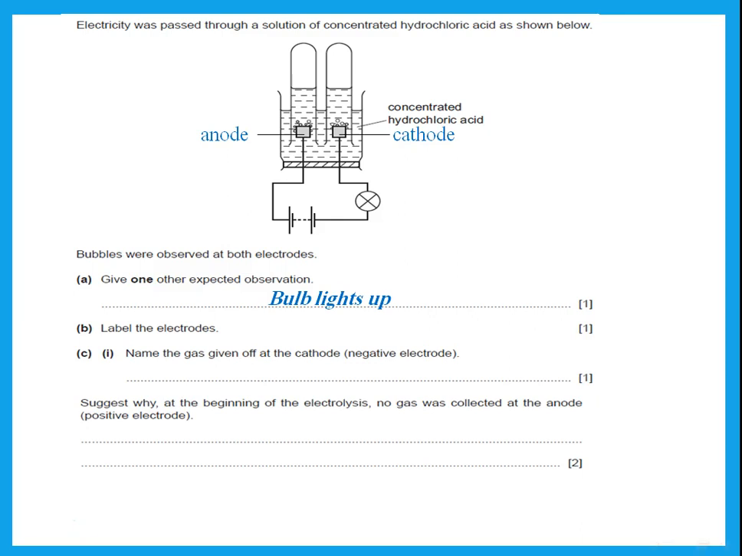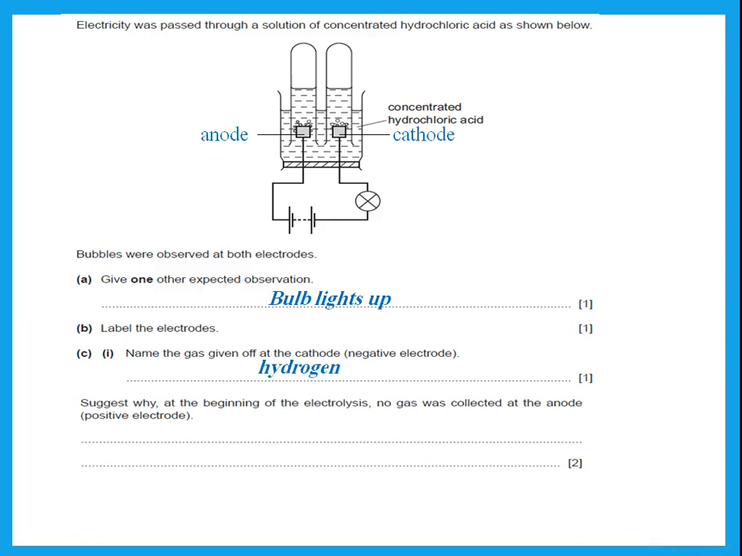Name the gas given off at the cathode. You know that the cathode is the negative electrode, and we said which one will go to the negative electrode, the H plus or the Cl minus. The negative electrode will have the positive ion going to it, so that is the H plus, so the gas given up there is hydrogen.